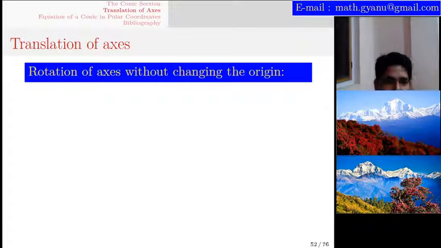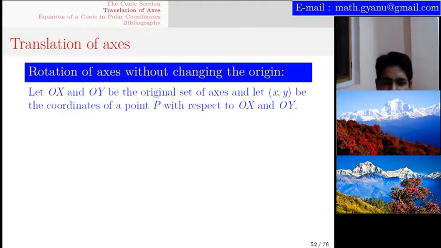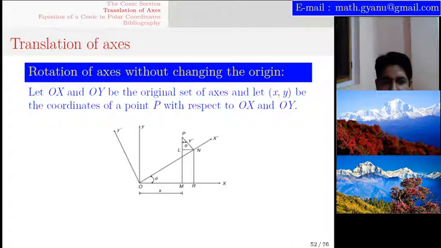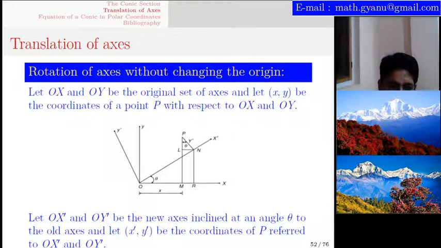And the second form, rotation of axes without changing the origin. In this form, let OX and OY be the original set of axes and let (x, y) be the coordinates of a point P with respect to OX and OY. Then draw this type of picture first of all, then follow the direction as shown in the upcoming section of this video. Okay, let OX' and OY' be the new axes inclined at an angle theta.